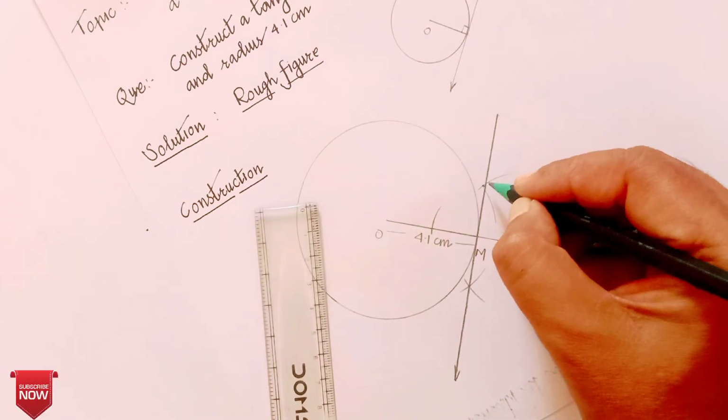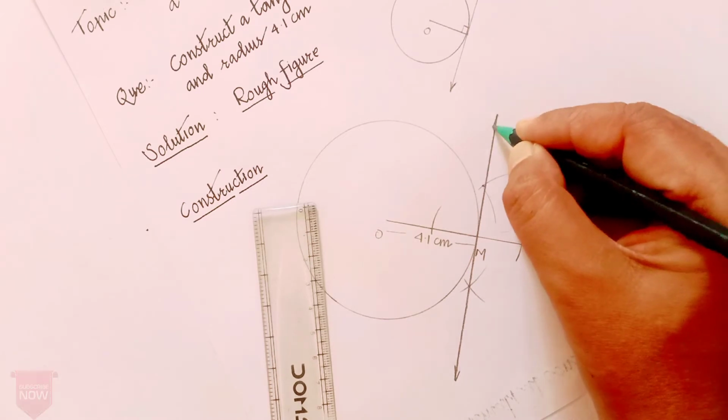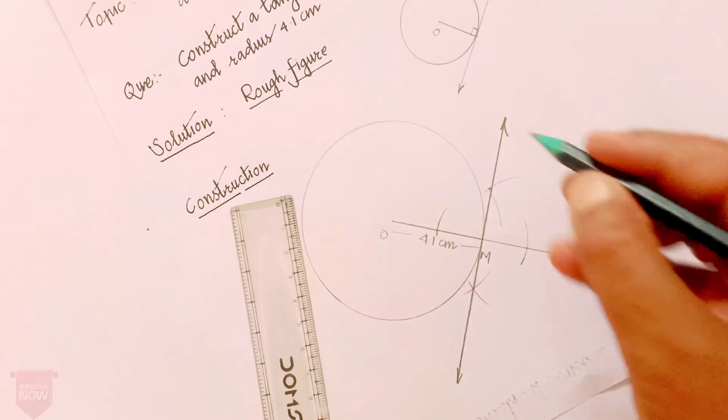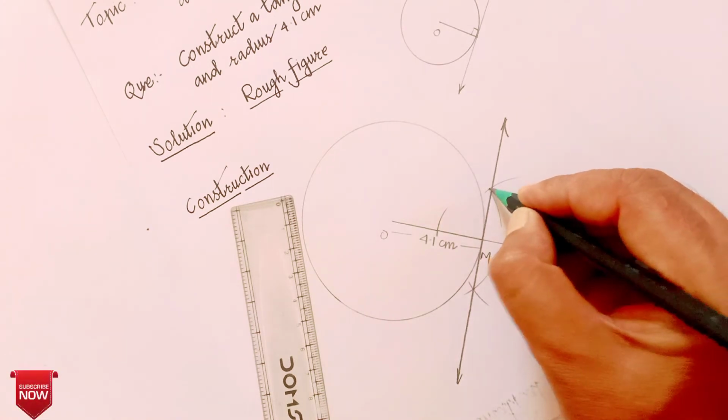This is the point of intersection. This is our required tangent.